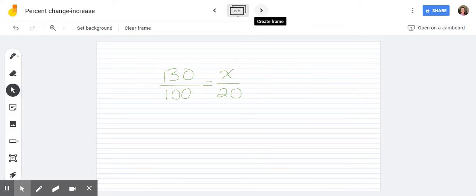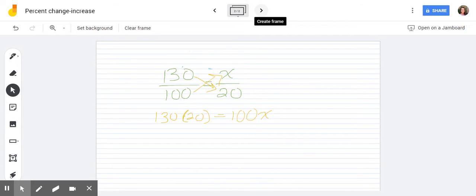When we solve this, we can do a scale factor going from 100 to 20, taking us from 130 to X, or we can do cross multiplication. If we do scale factor, since we're decreasing, you're going to find what you're dividing by. Today we're going to practice setting up a proportion using cross multiplication. So when we do cross multiplication, we multiply the diagonals. So we do 130 times 20 equals 100 times X.